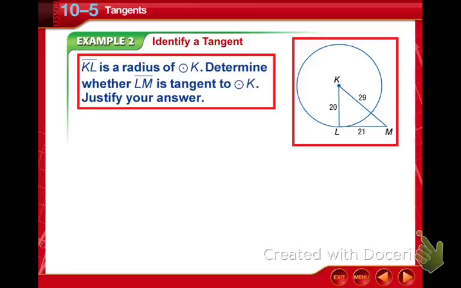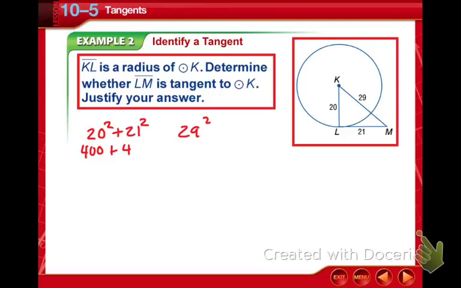In this example, we know that in order to be a tangent line, at the point of tangency they have to form a perpendicular intersection. So what that means is this triangle here needs to be a right triangle. If it's not a right triangle, then it's not a tangent line. So what we're going to use is the Pythagorean theorem. So we're going to see if 20 squared plus 21 squared, the two legs, is equal to 29 squared. We're not going to put any equal sign though, because we're not sure if they are equal or not. So 20 squared is 400.